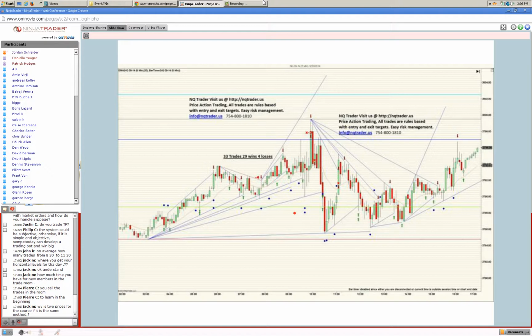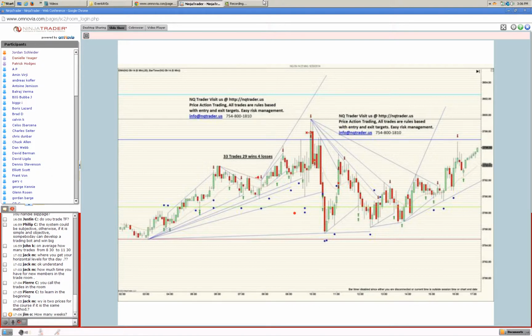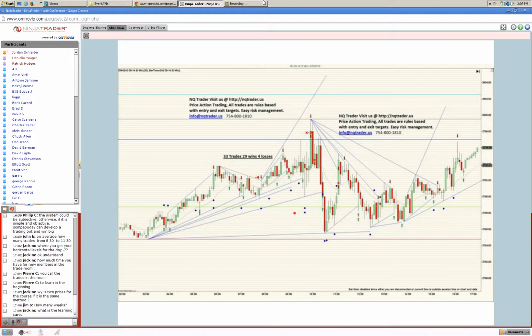John, you asked about 8:30 to 11:30 and how many trades we get. During that period, we can typically see anywhere from 10 to 15 trades, sometimes less. The numbers vary greatly on the times, but 3 hours and 10 trades is about average. How many weeks? I allow 4 months in my groups. After that, there's an additional charge, but you can stay in 4 months with me and trade. Okay, that's what you get for the price.